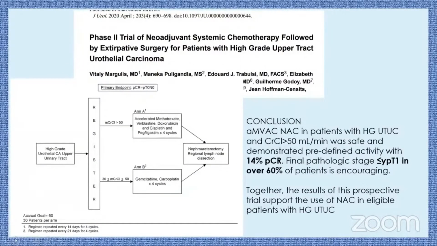And if we see, there is one phase 2 trial of neoadjuvant systemic chemotherapy followed by surgery for patients with high-grade upper urothelial carcinoma. In this, there are two arms. In one, there is dose-dense MVAC, and in the other, gemcitabine plus carboplatin. In both conditions, a significant improvement in pathological complete response has been documented. Together, the results of this prospective trial support the use of neoadjuvant chemotherapy in patients who are eligible with high-risk urothelial malignancy.